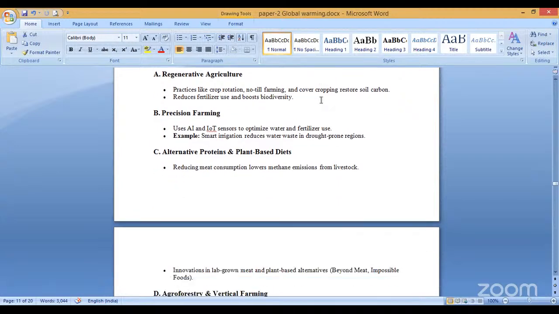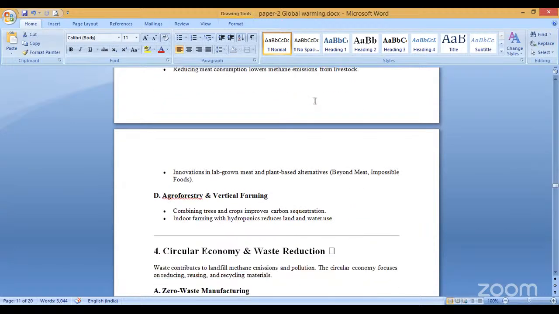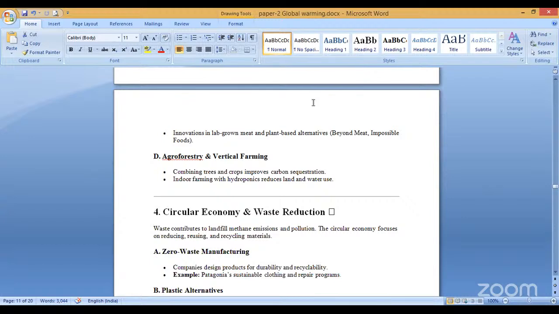Alternative proteins and plant-based diets reduce meat consumption and lower methane emissions from livestock, with innovations in lab-grown meat and plant-based alternatives like Beyond Meat. Agroforestry and vertical farming are also involved: combining trees and crops improves carbon sequestration, and indoor farming with hydroponics reduces land and water use.